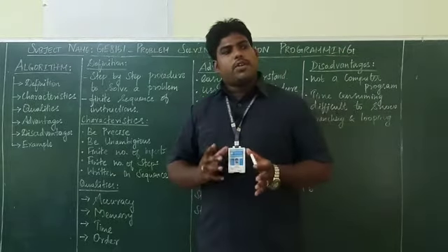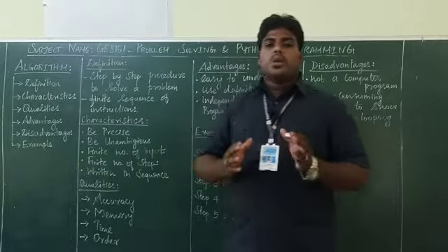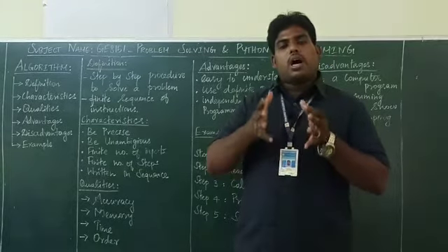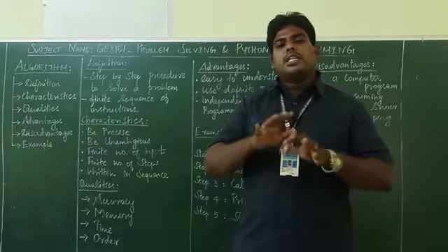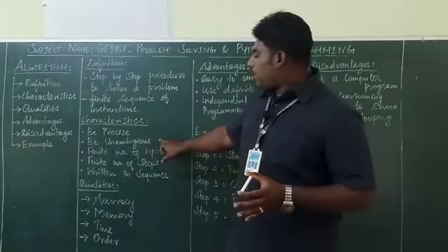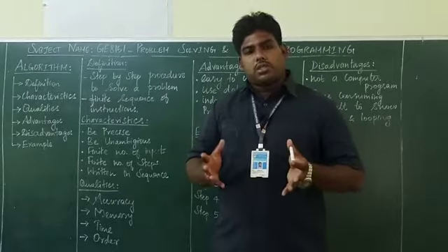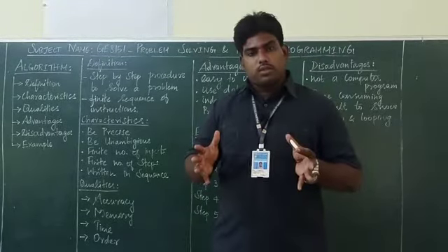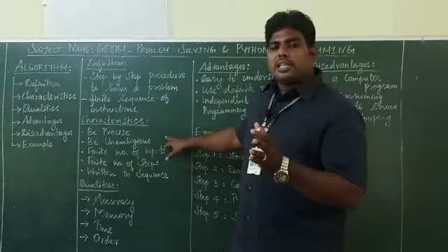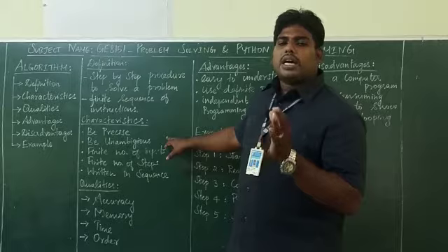What is precise? Anyone know what is precise? Precise means accurate. So the algorithm you write should have the feature of being precise or accurate. Your algorithm must give the accurate result. The second one is, be unambiguous. What is ambiguous? Ambiguous means confusion. Unambiguous means no confusion. So your algorithm should not confuse. It should give clear, accurate things. Without confusion, it should give the result.